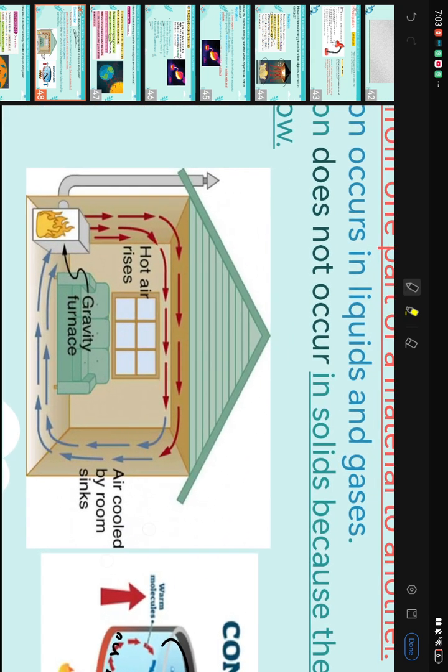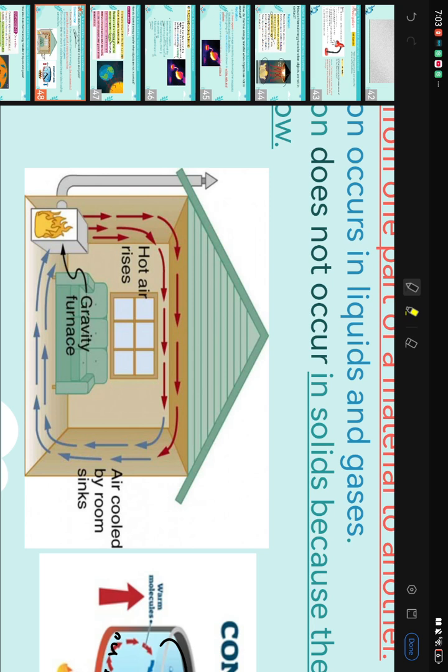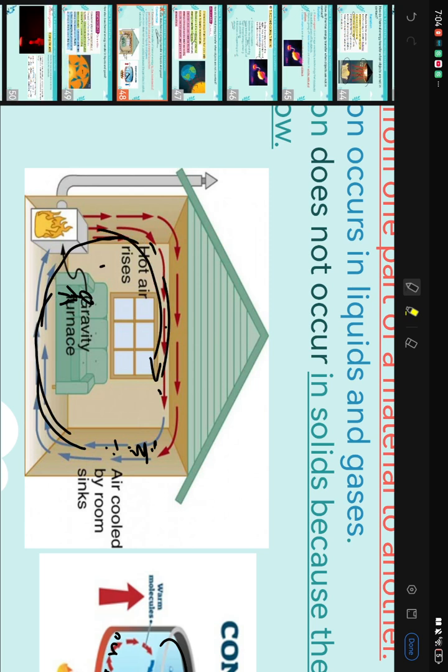Also, if we have a fireplace here and I want to sit beside it, the hot air rises from here, and the cold air in the room moves in, so it moves like a circle. We call this convection. Okay, we call it convection. It also happens inside the Earth.